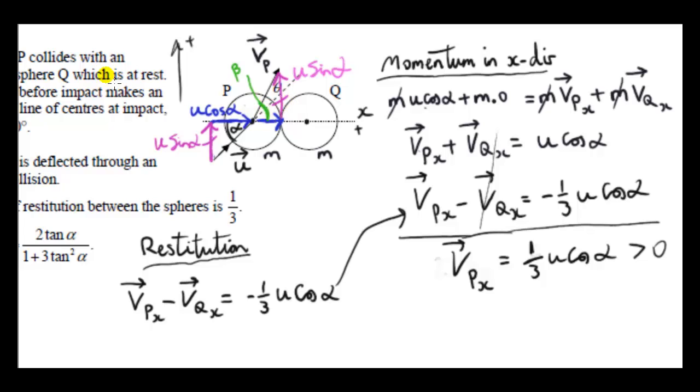So now we can look at tan of angle beta, opposite over adjacent. U sine alpha over the adjacent. Well, we found out what this is. It's 1/3 u cos alpha. So we multiply above and below by 3, and we get 3 sine alpha over cos alpha. That's 3 tan alpha.